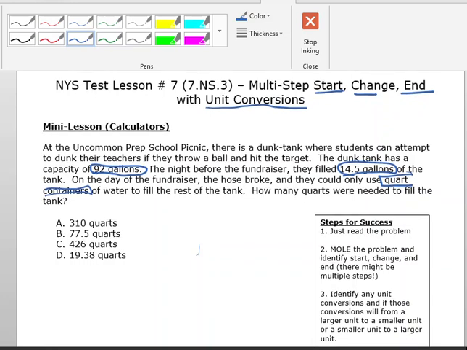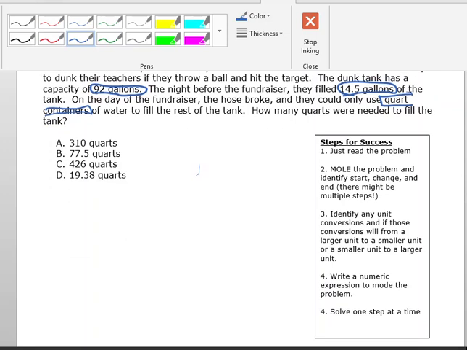So I'm going to take a look over here at my steps for success. Just read the problem. Cool, we did that, all right? The next thing I want to do is go through and model the problem. And I started to do that. So the dunk tank has a capacity of 92 gallons. So capacity means when it's full. That's the most it can have. And the night before they did 14.5 gallons. So that's how much is filled.